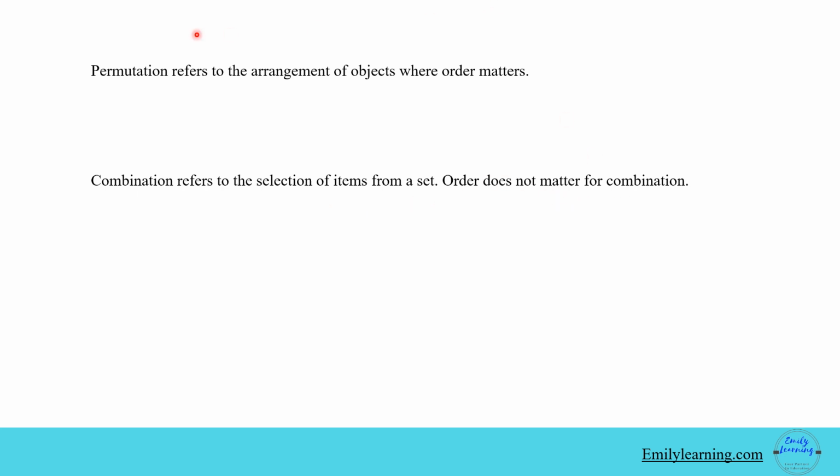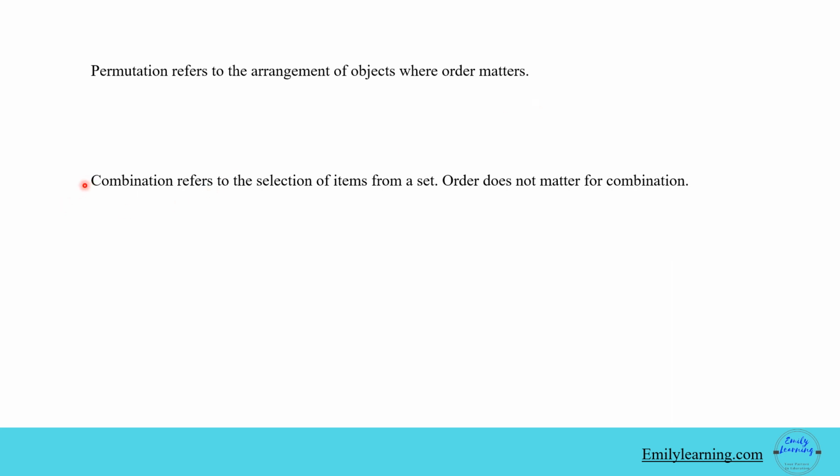So you notice that for permutation and combination, it involves selection of items from a set. You can select one item from a set, or many items, or all the items from the set. But after you select, for permutation, ordering or arranging them does matter. So if you have red and blue versus blue and red, when you're permutating, they make a difference.